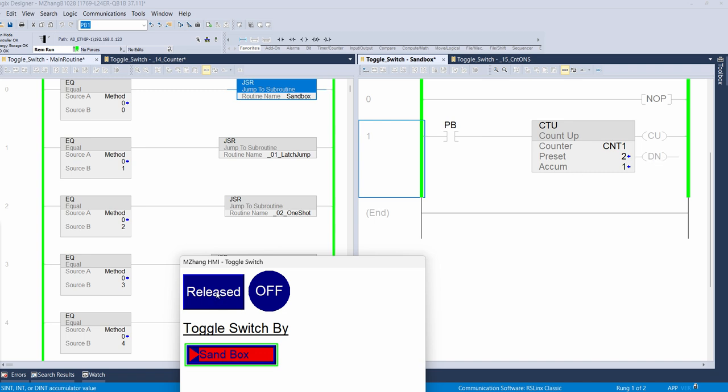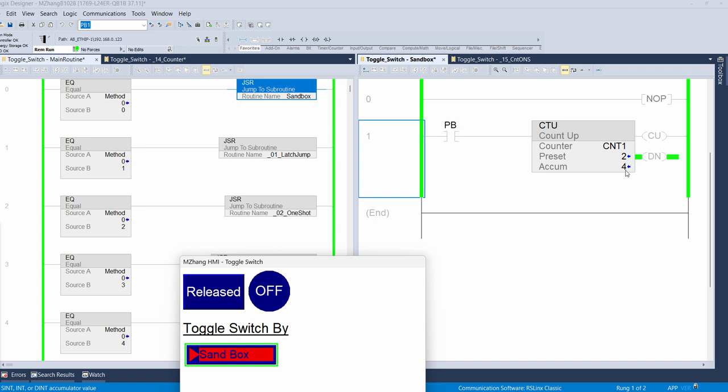So I'm going to press and hold. You can see the CU and done bit are both highlighted in green. So it's done. When I release, it stays on 2. This time I'm going to press very briefly. You can see 3 and 4. It will keep going, right?